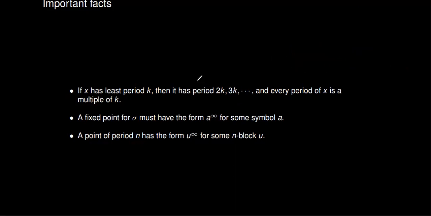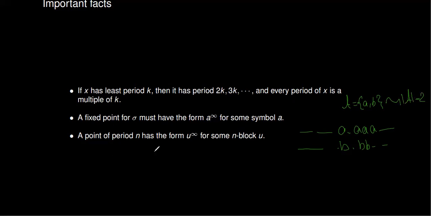And what about others? A fixed point for the full shift map sigma must have the form of these guys for a symbol A. I mean, all of the fixed points over the full shift would be, for example, if our alphabet is like this, then A, A, A and also B, B, B. It means we have two fixed points here when the cardinality of the alphabet is equal to 2.